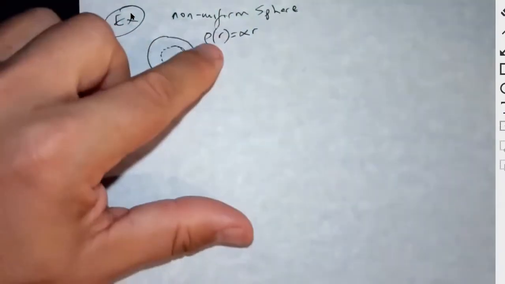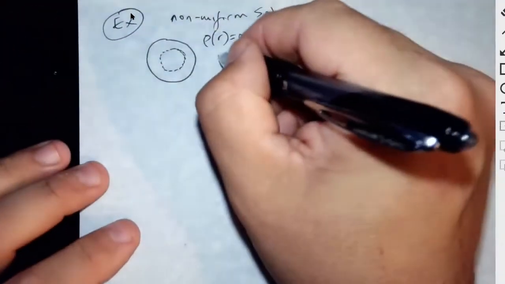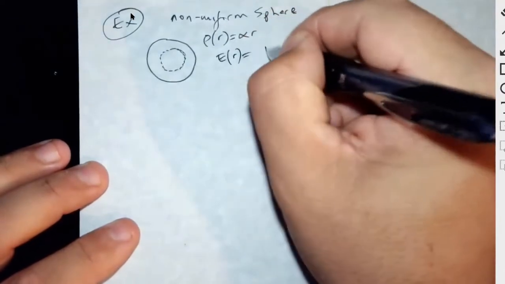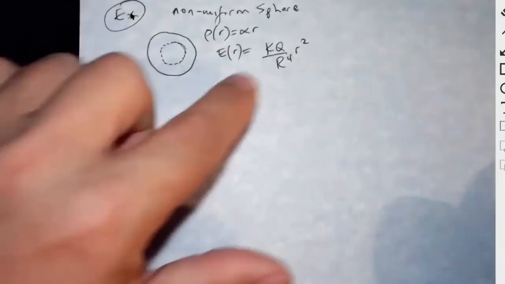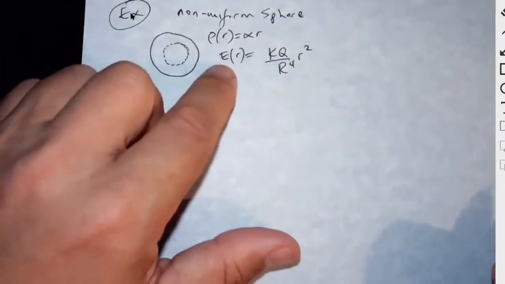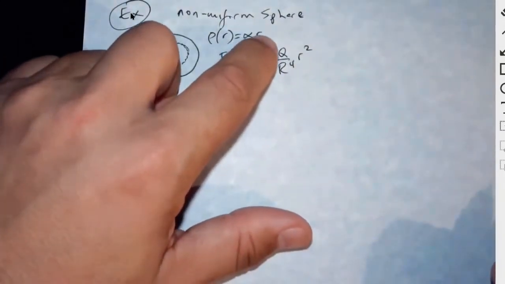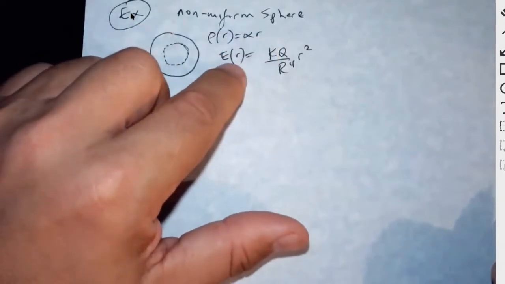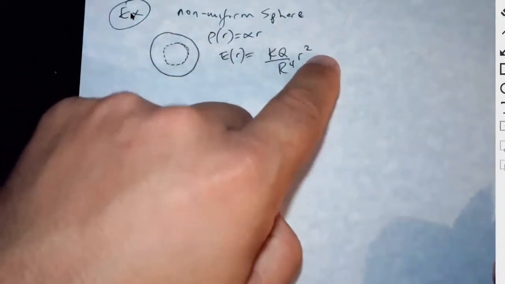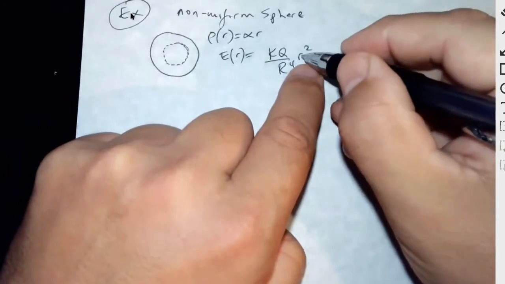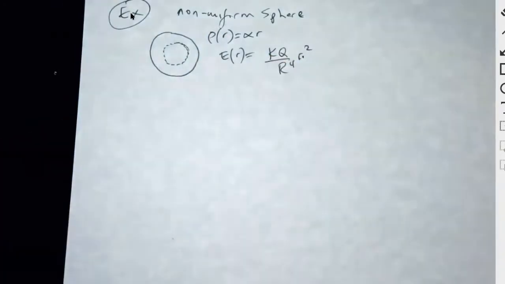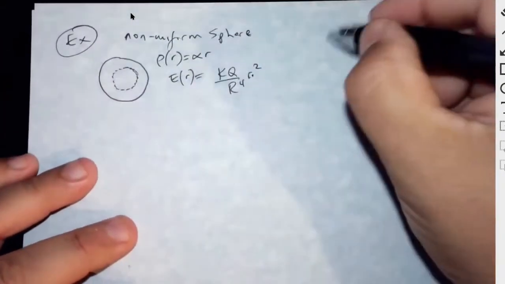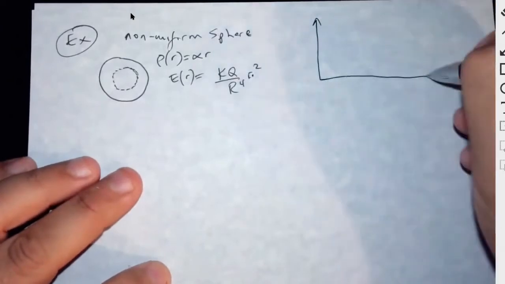I believe this one, the electrical field comes out to be like this: KQ over R to the fourth, R squared. I think this is the one that we had done. Because the density is increasing as R, the electric field ends up increasing as R squared. But then when the little r is equal to the big R, you still get it equal to KQ over R squared. So it always has to be continuous.